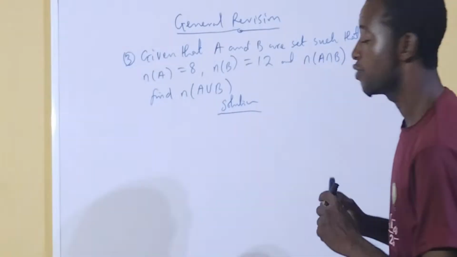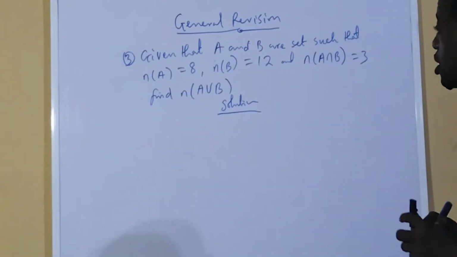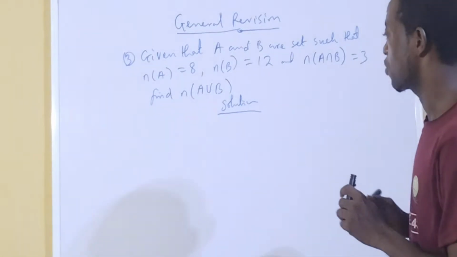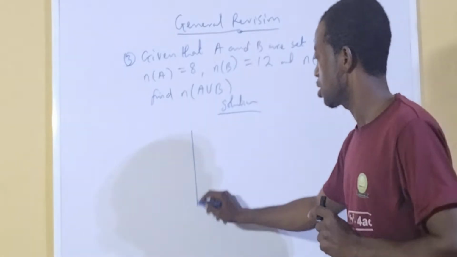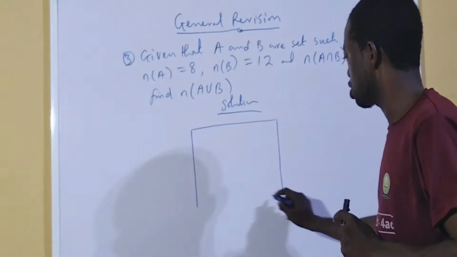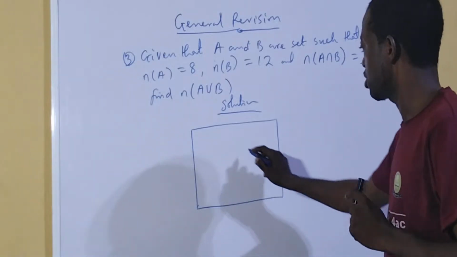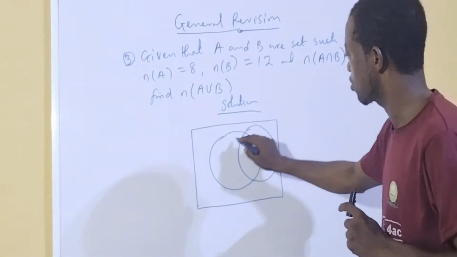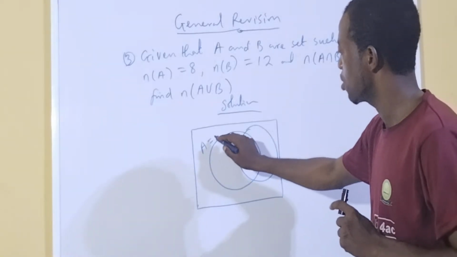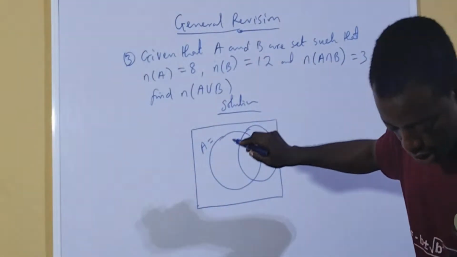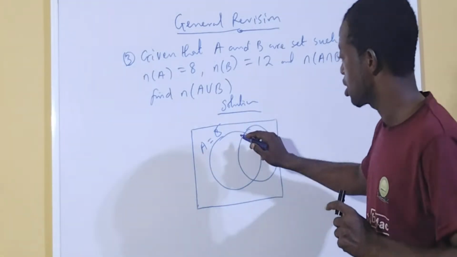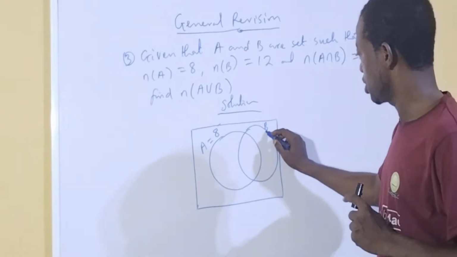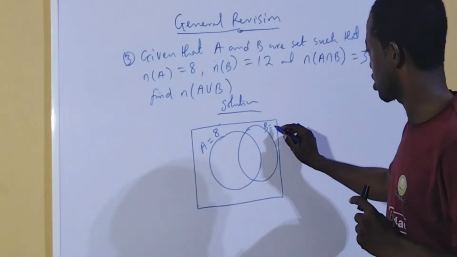We can use a Venn diagram to solve this question easily. Since we are talking about two sets, that means we are going to have two circles intersecting. Since we have intersection, let's have this as the first circle and the second circle. So this is A, and the number of elements in set A is 8, and this is B, the number of elements in set B is 12.